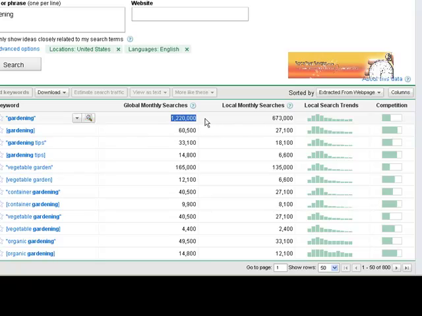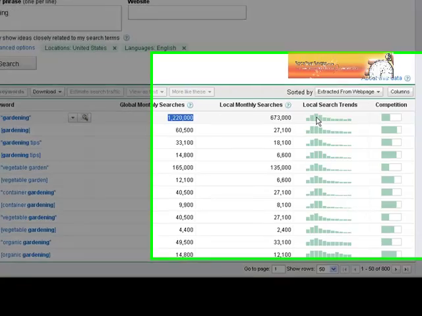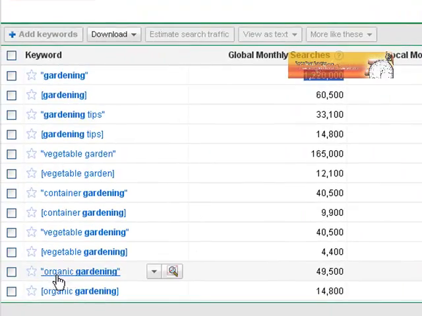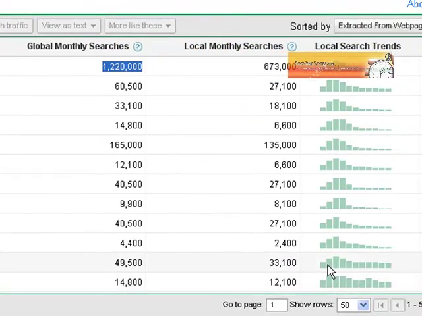The only way you can make some sense of this is by going over to where it says local search trends and seeing when these numbers are at their highest. For instance, in gardening, most of the people are really looking at gardening in March, April, and May. In this particular case, this is showing that this has a seasonal trend, as opposed to, let's say, organic gardening, where the trend is a little more spread out.